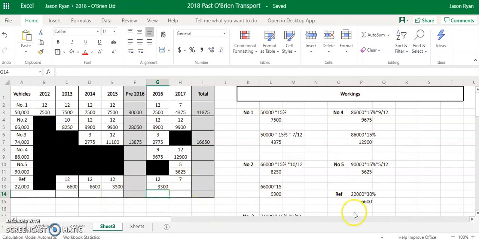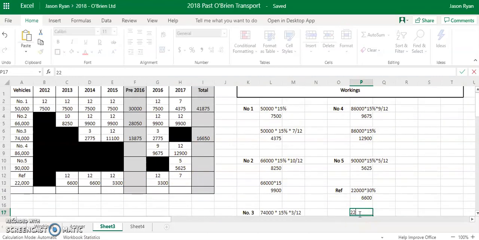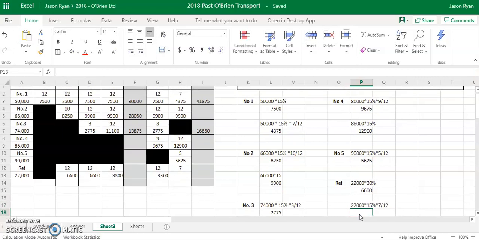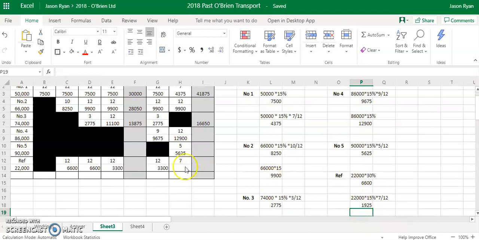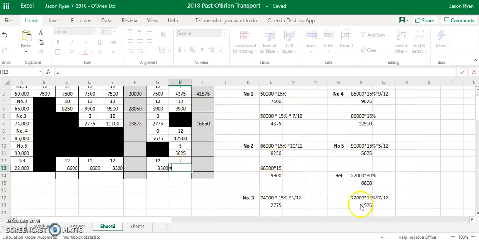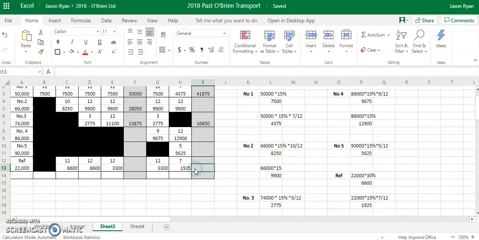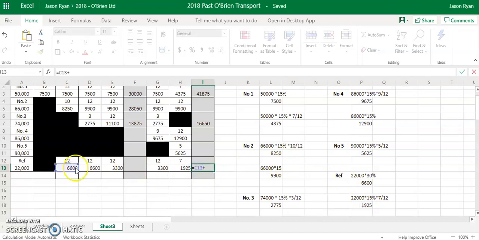And then we only have it for 7 months at the end. So it's going to be 22,000 multiplied by 15%, multiplied by 7 divided by 12 because we only have it for 7/12. Remember, the rate of depreciation goes back down to 15% after 2 years. So 1,925. We need to find the total of that because we got rid of the refrigerator with that vehicle. I think it was vehicle number 1 in the question, so we need to add them up.